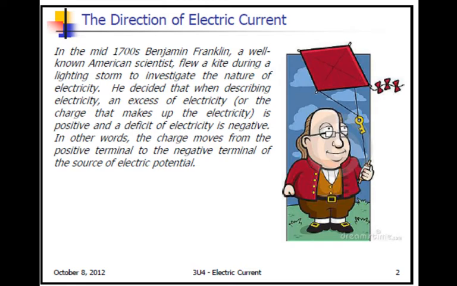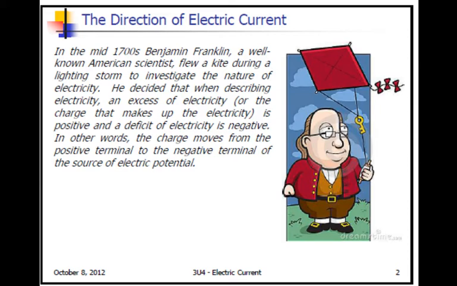In the 1700s, Benjamin Franklin, who was a well-known American scientist, flew a kite during a storm to investigate the nature of electricity. He decided that when describing electricity, an excess of electricity, or the charge that makes up the electricity, is positive, and a deficit of electricity is negative. So in other words, the charge moves from the positive terminal to the negative terminal of the source of electric potential.